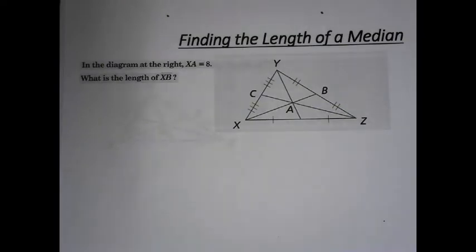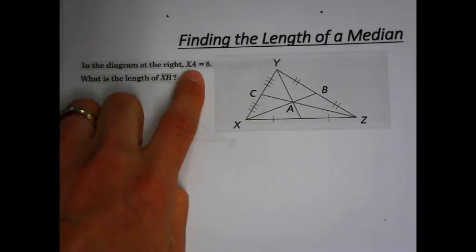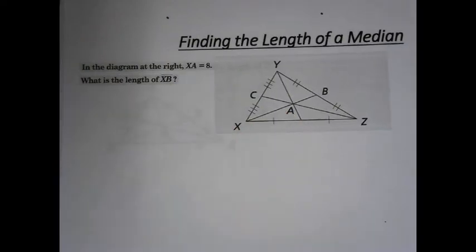So we have this diagram here to the right. It is telling us that XA is 8. So from X to A is 8 units. What is the length of XB? So what's happening in this diagram? What are we looking at?